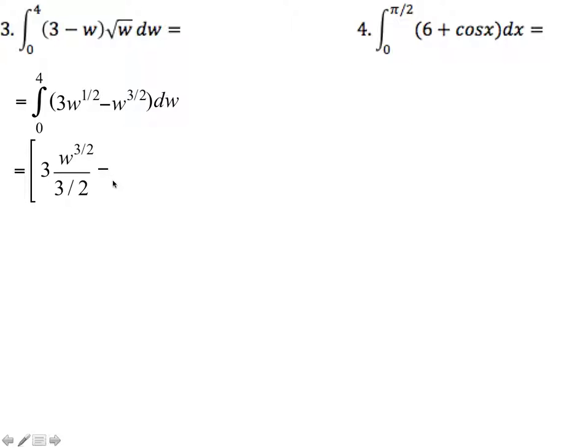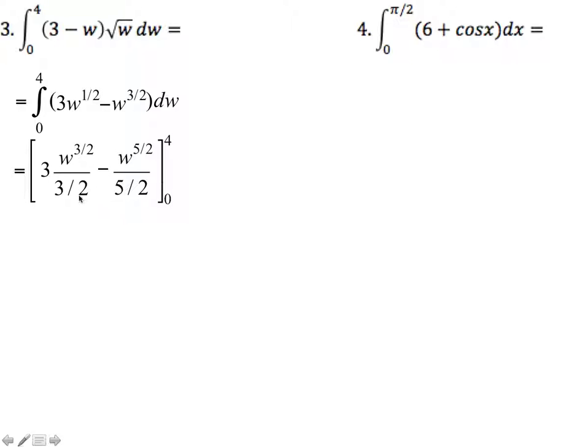And then I have a minus sign. Now I need to reverse the power rule on this. So I've got w to the 5/2, right? 3/2 plus 2/2 is 5/2. And I'm going to divide by that new power, 5/2. Again, it looks a little messy, but that's okay. We'll clean that up in the next step. And then we're going to evaluate that at 4 and at 0.